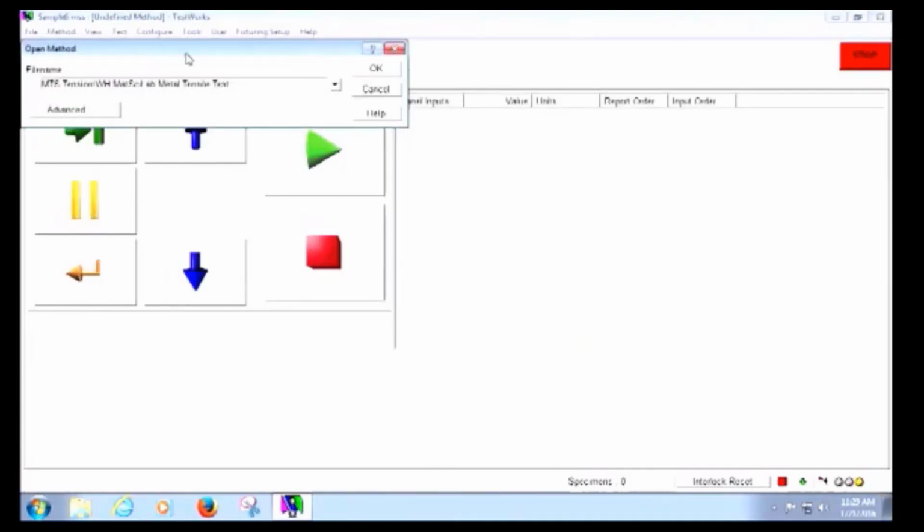We have several different test methods. It's basically a recipe. This one I've specifically written for this tensile test. It handles everything that we need. Everything's pre-configured, so I'll accept that.